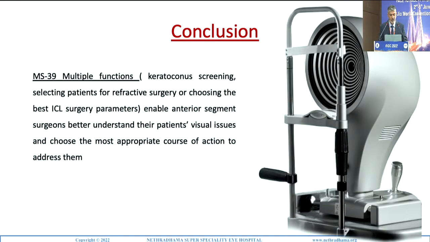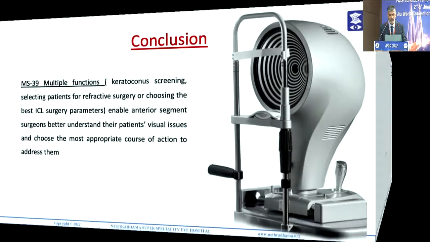To conclude, the MS39 has multiple functions: keratoconus screening, selecting patients for refractive surgery, or choosing the best ICL surgery parameters. It also gives you lens size, which is important now for deciding ICL vault. It enables anterior segment surgeons to better understand the patient's visual issues and choose the most appropriate course of action for them. Thank you very much for your attention.